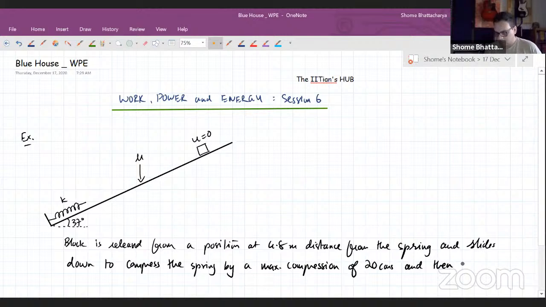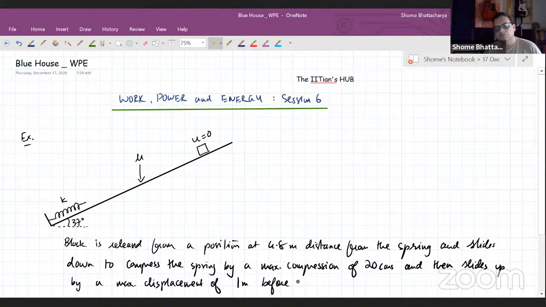and then slides up by a maximum displacement of 1 meter before stopping again. Okay, so from this information we have to find the coefficient of friction and we have to find the spring constant. Take g as 10 meters per second squared.